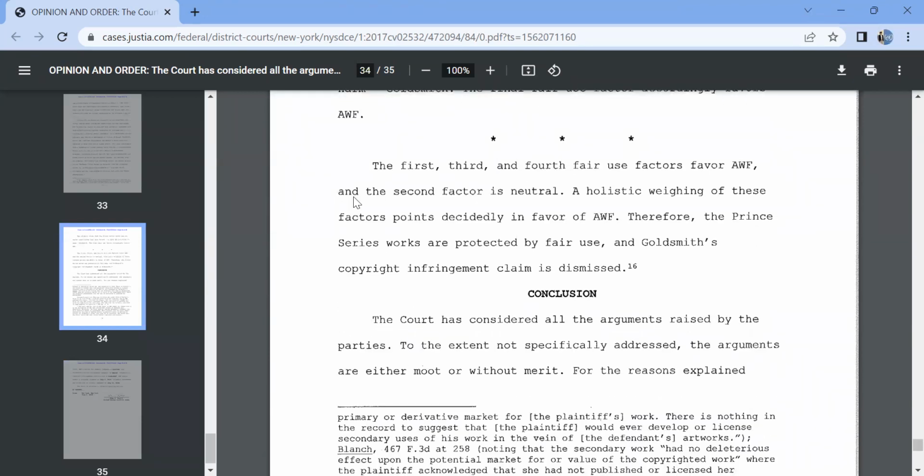So the first, third, and fourth fair use factors favor AF, and the second factor is neutral. A holistic weighing of the factors points decidedly in favor of AF. Therefore, the print series works are protected by fair use and Goldsmith's copyright infringement claim is dismissed.